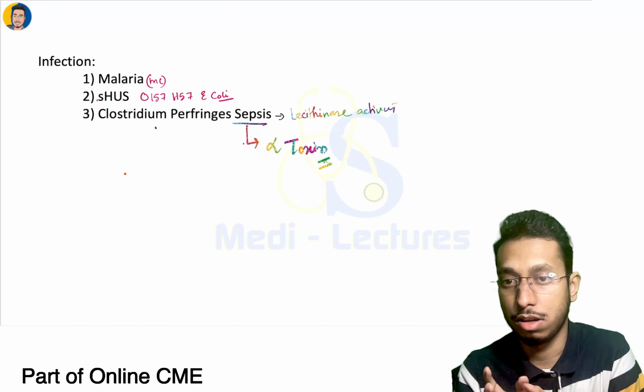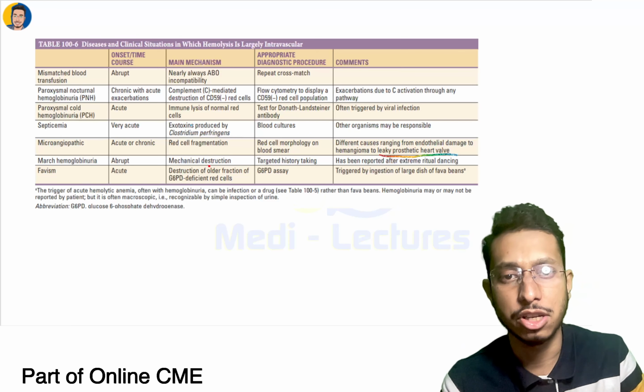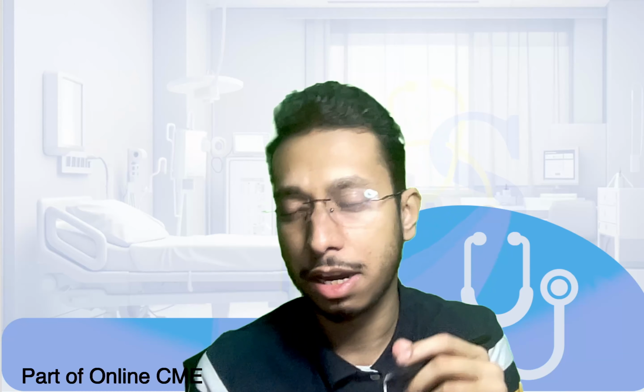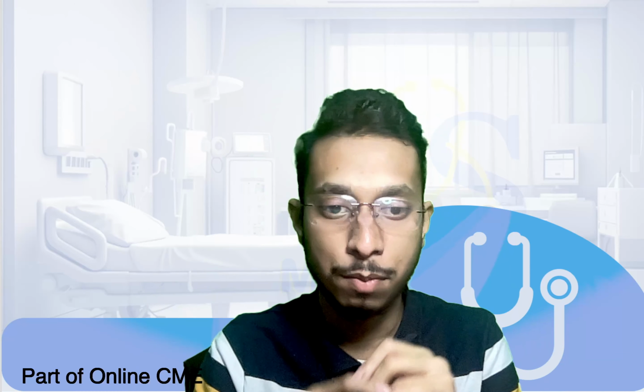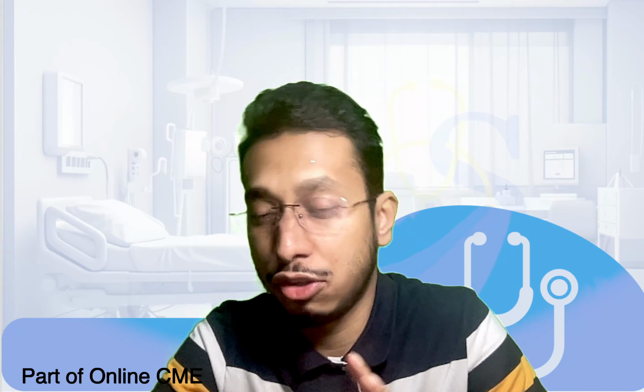Now, if you look at this Harrison chart, it mentions diseases and clinical situations in which hemolysis is largely intravascular in nature. Remember, a red cell has a remarkable property of squeezing through capillaries narrower than itself. But there are situations in which, when it squeezes through capillaries narrower than itself, there is a tear in the RBC membrane resulting in intravascular hemolysis. One is acute and self-inflicted, which is known as march hemoglobinuria.